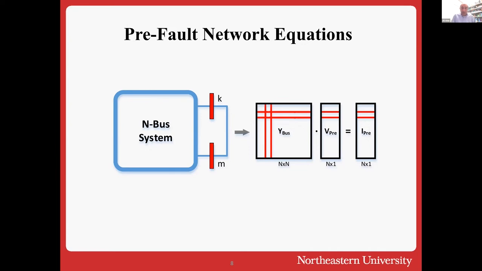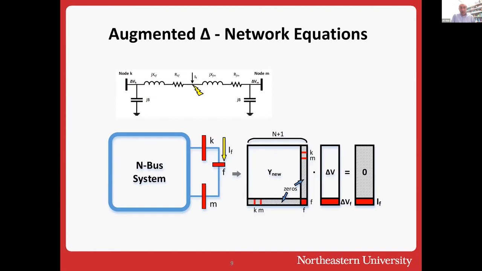So then, if you consider a fault along that line, KM line, at point F, which is an unknown point, obviously, and consider an unknown fault current IF, that can be incorporated into the network equations by augmenting the equations by one row and column, adding this fictitious bus F where this unknown fault is occurring. And we have this equation.